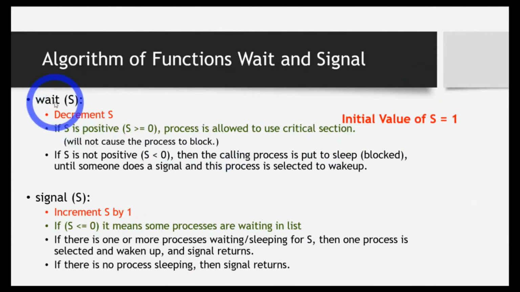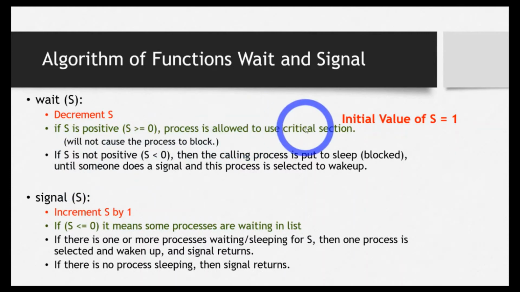The wait function actually decrements the value of semaphore. So it decreases the value by 1, right? By one number, one integer number. And after decrementing the value of the semaphore variable, this function checks whether this semaphore value after decrementing is positive or not. So if it is positive or equals to 0, the process is allowed to use the critical section. So in this case only, the process is allowed to use the critical section. It is allowed to enter in it, and it is not blocked.